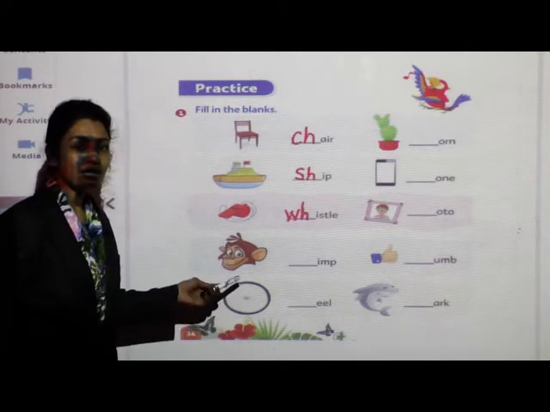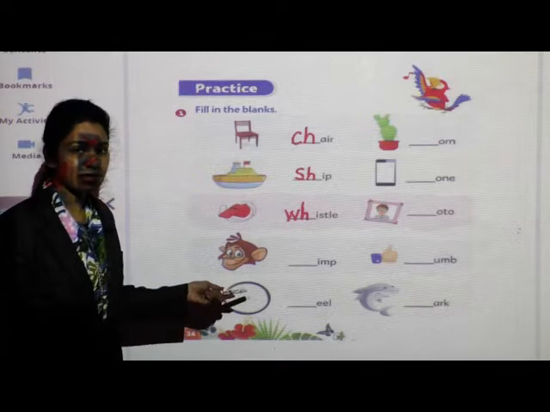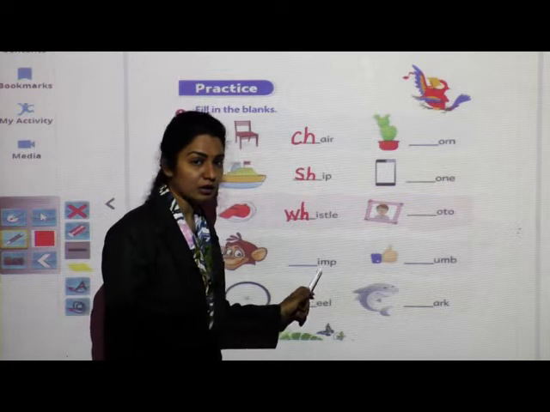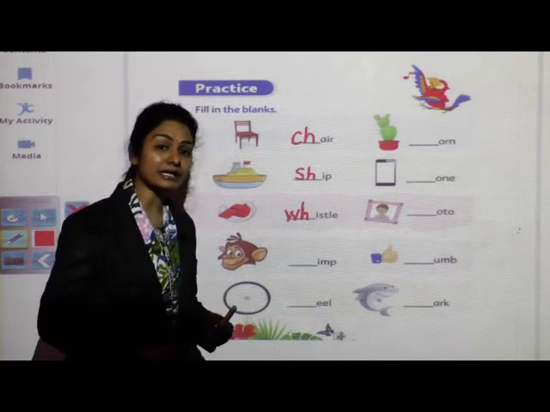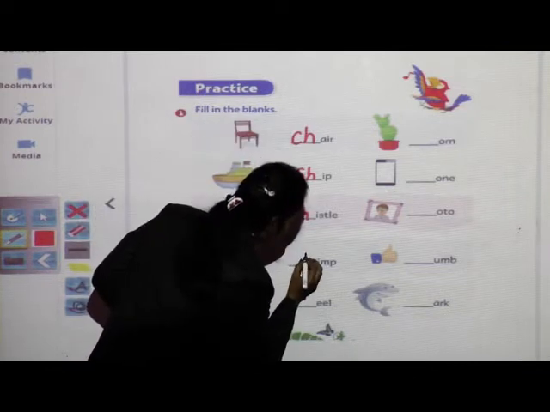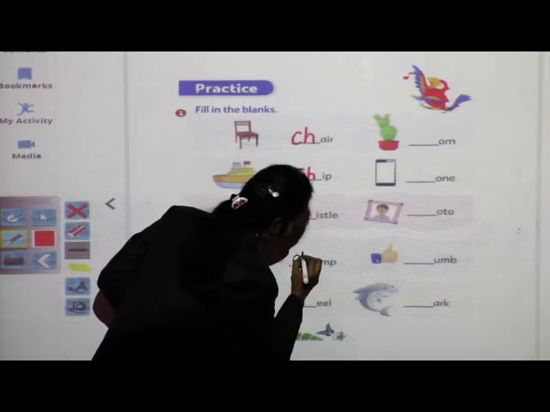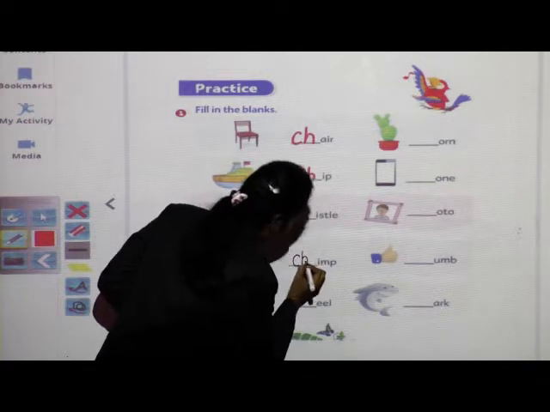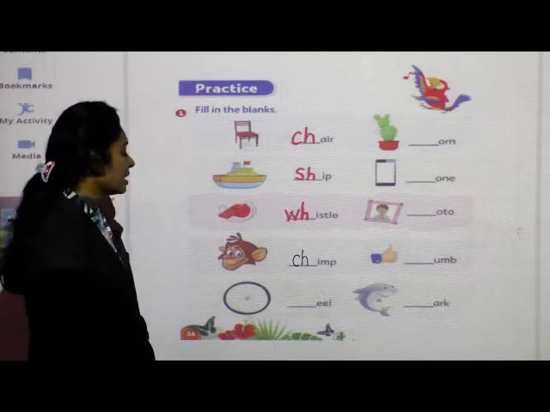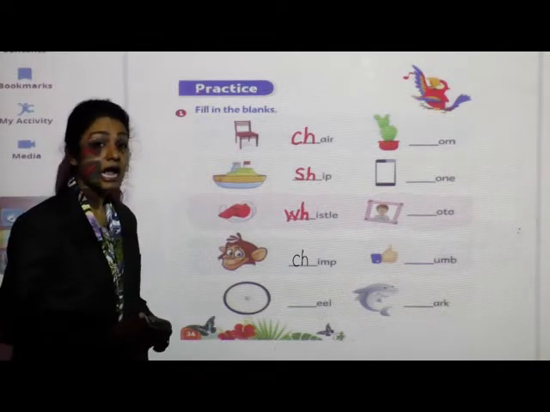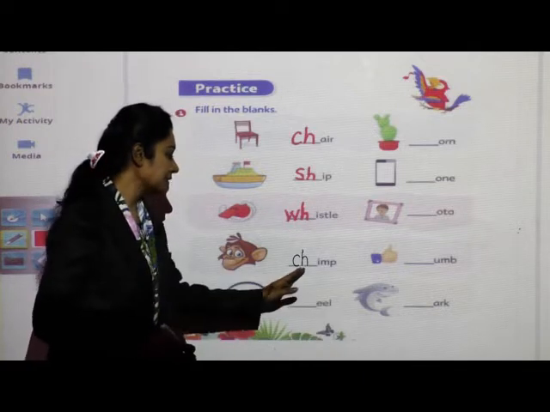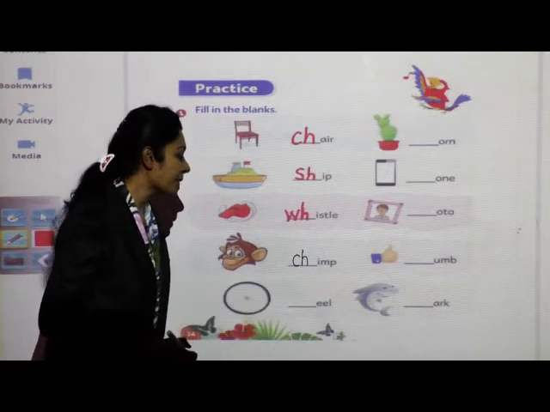Okay. Now what is this? Yes, come on. We have learned this word. What is this? Chimpanzee. So here only chimp is there. So what will be the beginning letters? What should we write? Yes, CH. CHIMP. Chimp. Say and write.